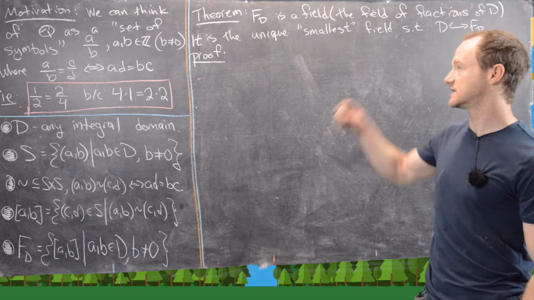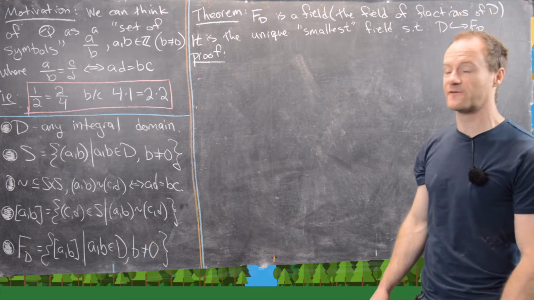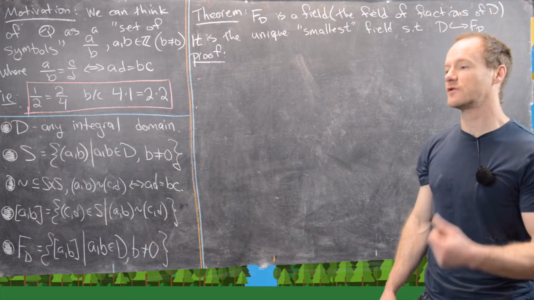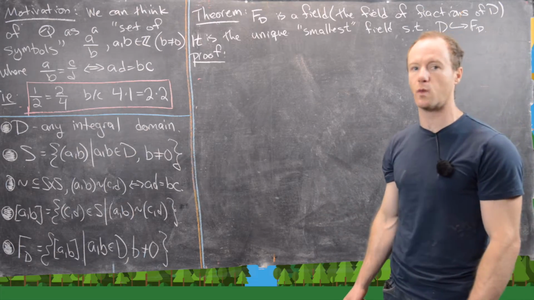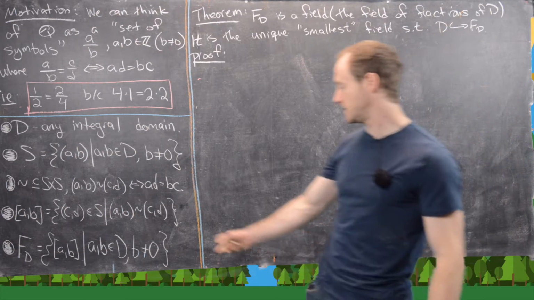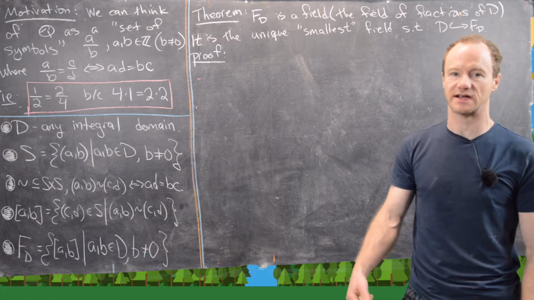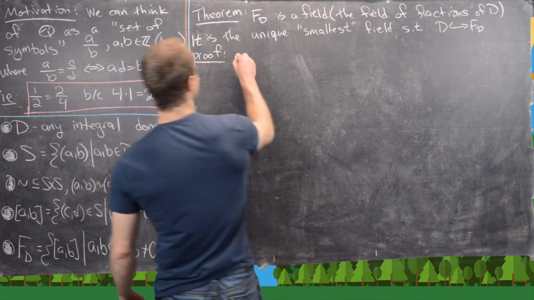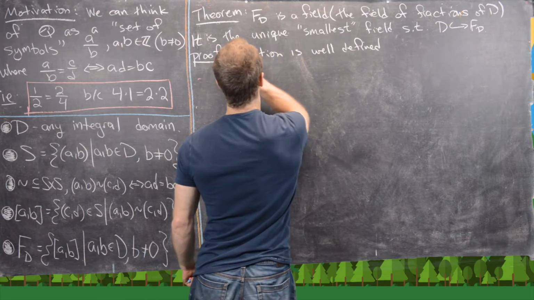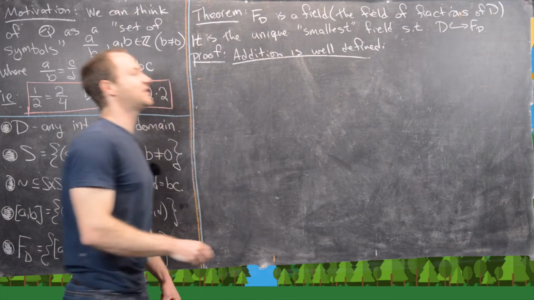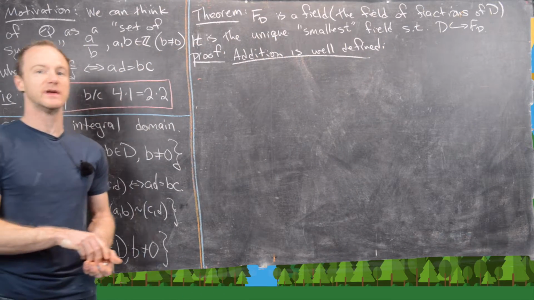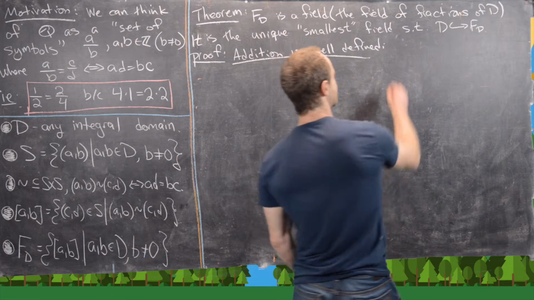So now we're all set to cover our main result, and the first thing that we need to do is show that the addition and the multiplication are well defined. And that's important because we're working in a set of equivalence classes. So we'll cover addition first. But before we do that, we need to really think about how addition should be defined in the first place.